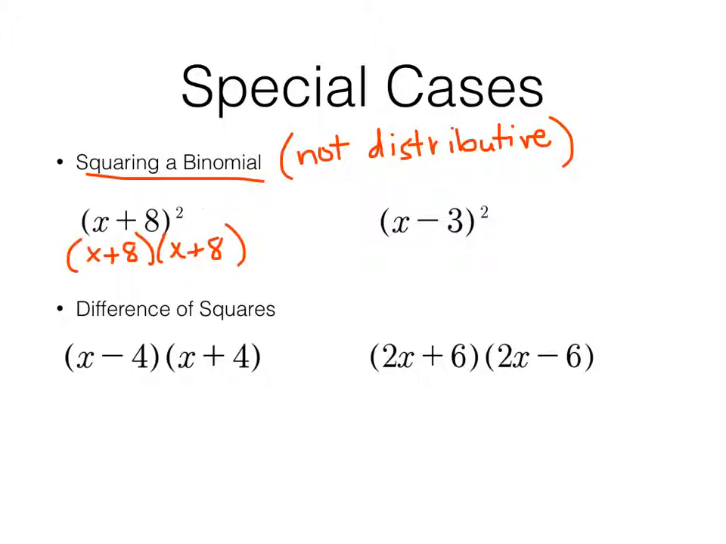We still have to either FOIL, table, whatever. Okay, I'm going to use FOIL because at this point it's getting to the point where that should be a little faster for us. First, outer, inner, last. So first, x squared. Outer, 8x. Inner, also 8x. Well, that's notable.